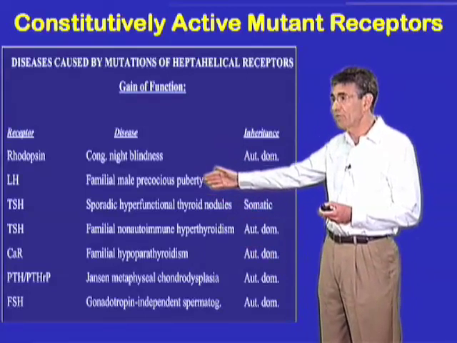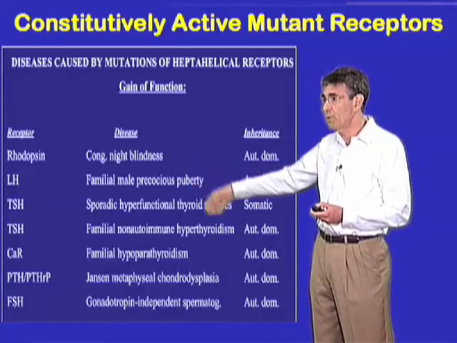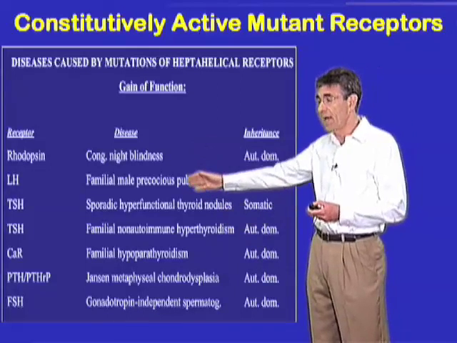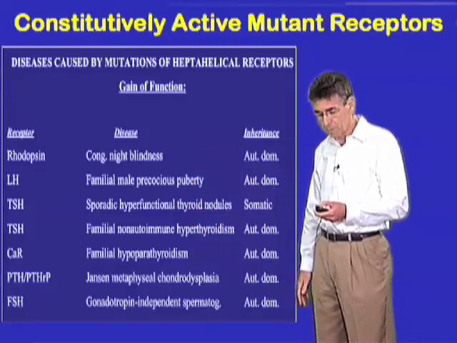There are also examples of familial precocious puberty in males due to such mutations in the LH receptor and a growing list of others.